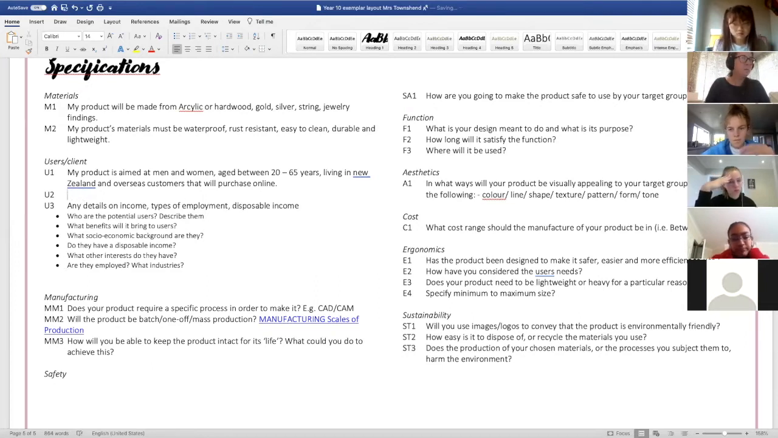My product is designed at men and women. How do we say this? You need to address the user's specifications. Specifications, you want to be able to say, have you met it or have you not met it at the end? So yes or no, did I meet that specification? So we should be able to say if the product is aimed at men and women living in New Zealand. Yeah, because it should be actually a marketable product and interesting.